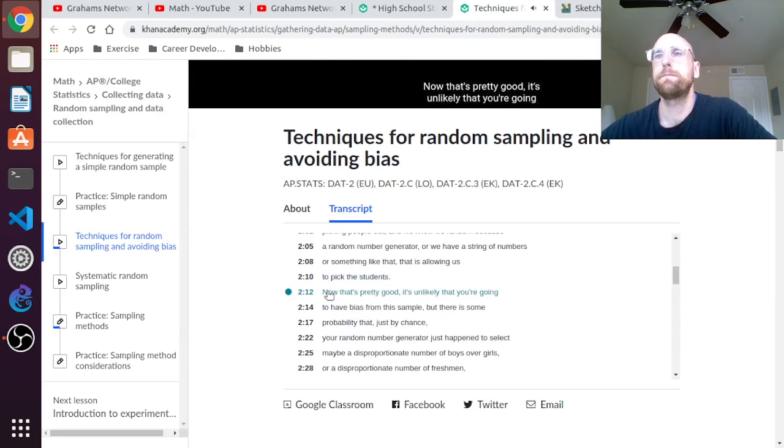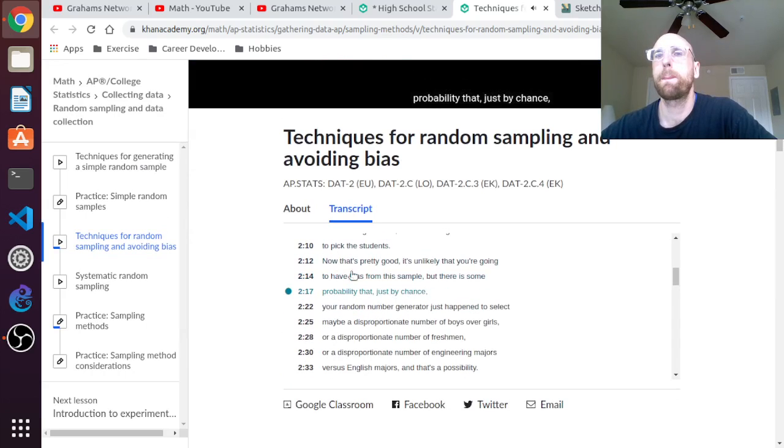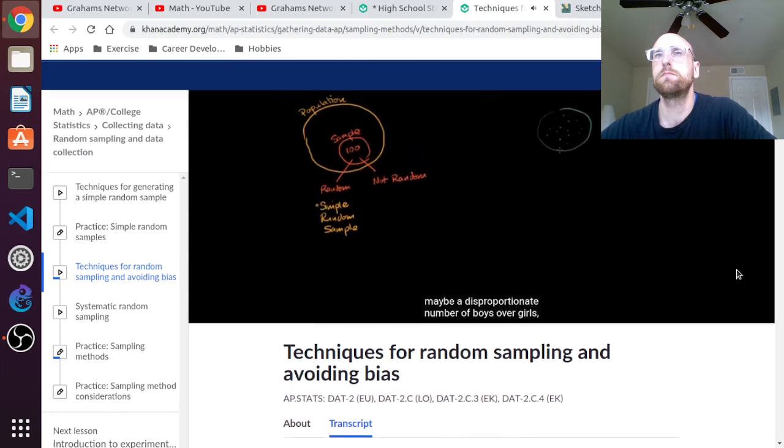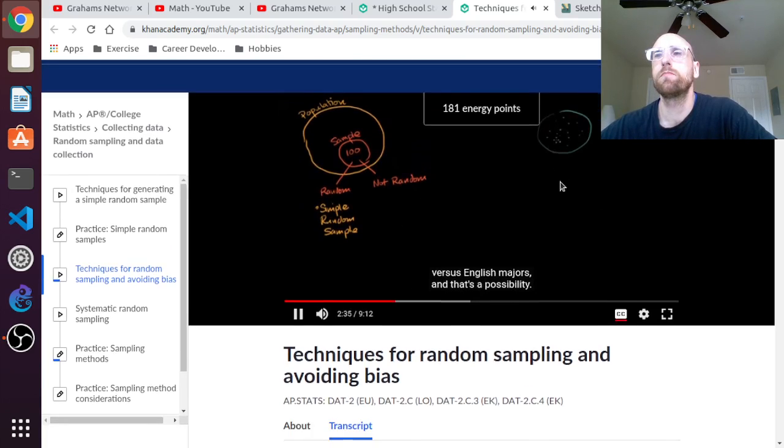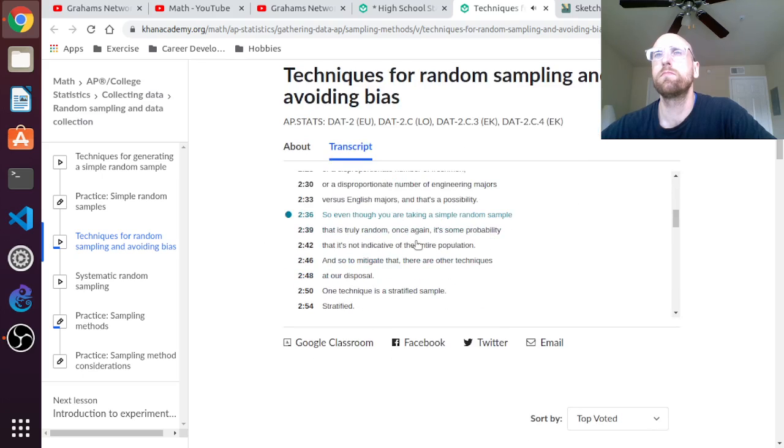Now that's pretty good. It's unlikely that you're going to have bias from this sample, but there is some probability that just by chance, your random number generator happens to select a disproportionate number of boys over girls, or a disproportionate number of freshmen, or a disproportionate number of engineering majors versus English majors. And that's a possibility. So even though you're picking a simple random sample, it's truly random, once again there's some probability that it's not indicative of the entire population.